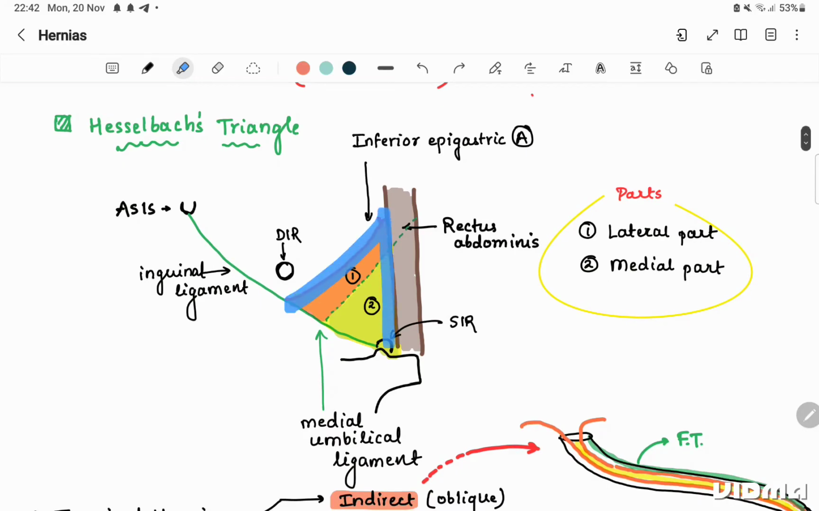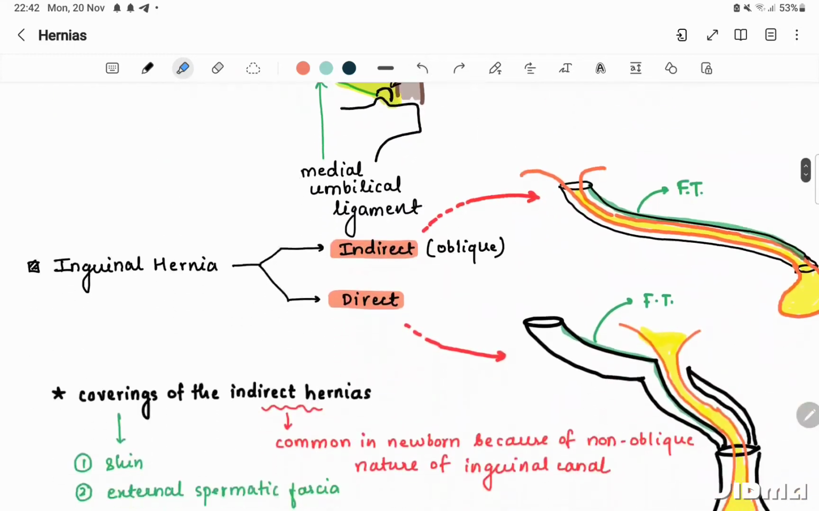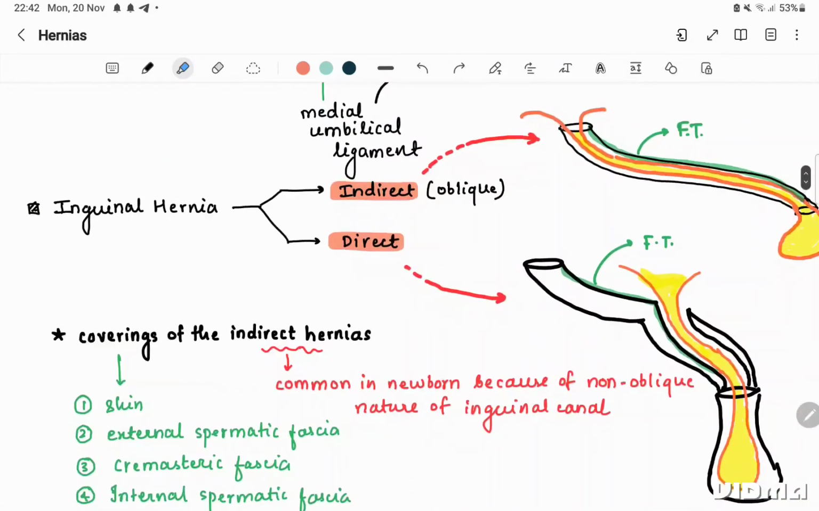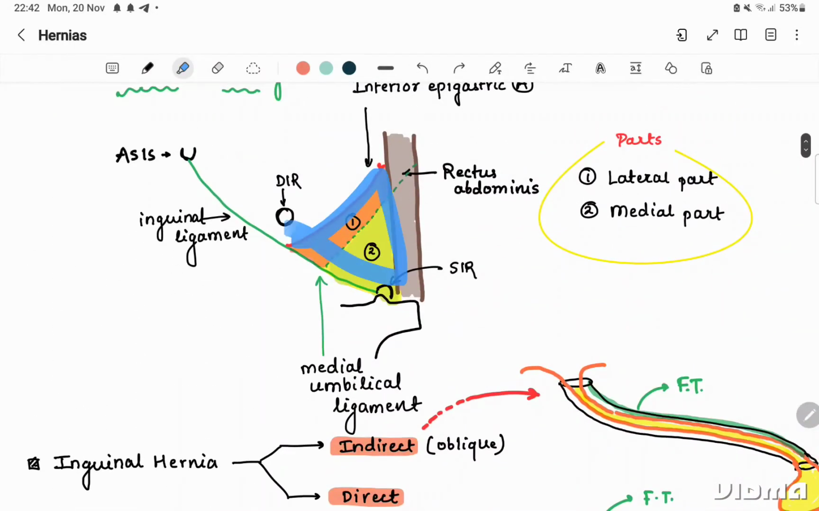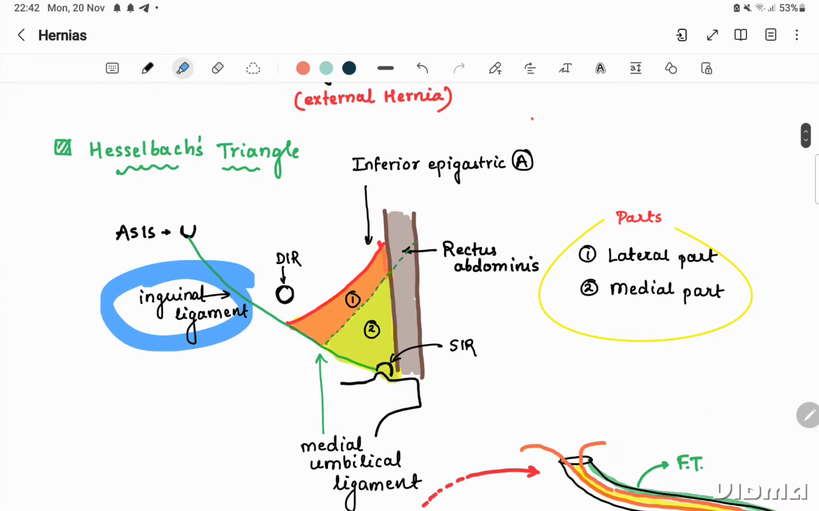Okay, so it is bounded, and like this a triangle is formed. This is the Hesselbach triangle, and it has two parts: one, the lateral part, and two, the medial part. This triangle is bound by your inguinal ligament, your inferior epigastric artery, and your rectus abdominis muscle.